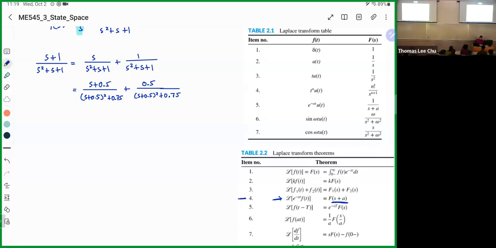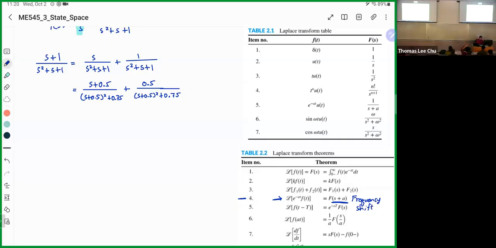Yeah. Because now this a term here is going to be equal to 0.5, and we can pull that out as an exponential. Okay. And this is called the frequency shift. Frequency shift. Yeah, you have a question?